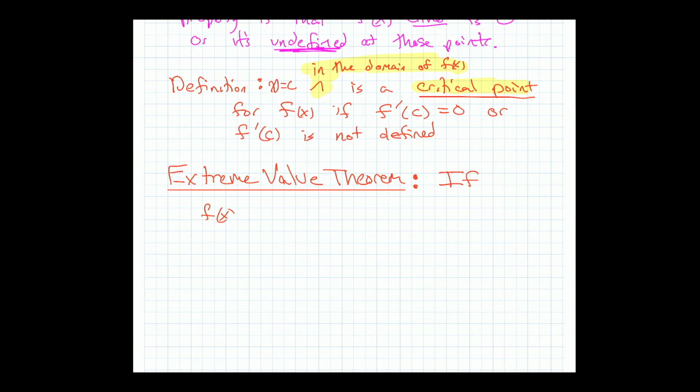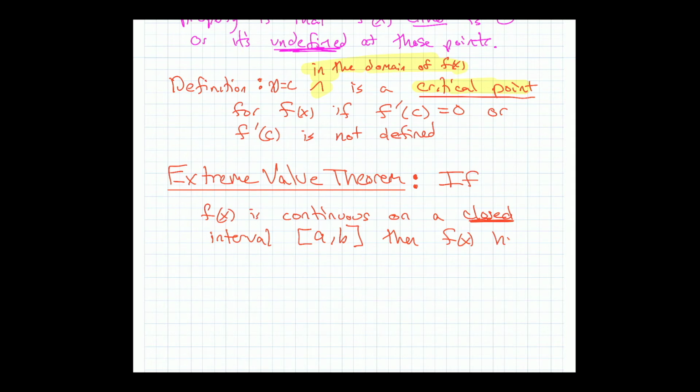If f of x is continuous on a closed interval, closed is important, right? Closed interval a to b, so no parentheses, it's got to be square brackets. If it's continuous on a closed interval a to b, then f of x has an absolute maximum and minimum on [a, b]. So we talked about how maximums and minimums don't necessarily occur, but in the case where it's a continuous function on a closed interval [a, b], then it does occur, must happen.